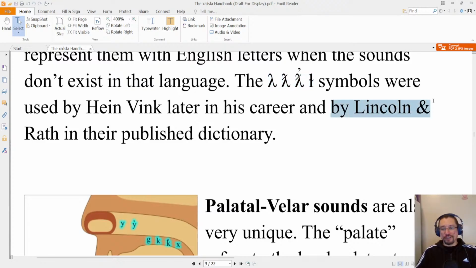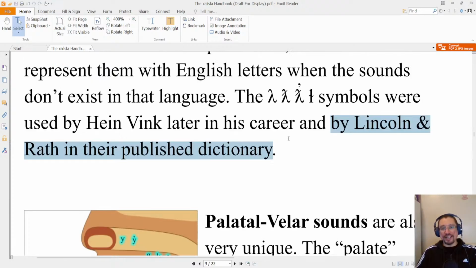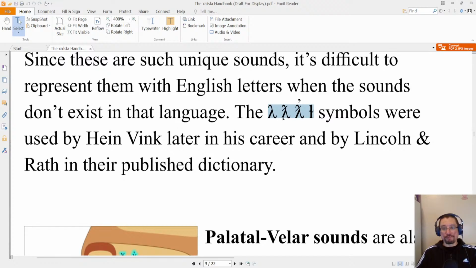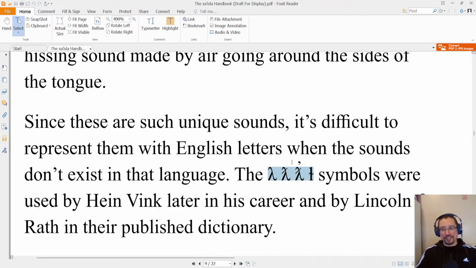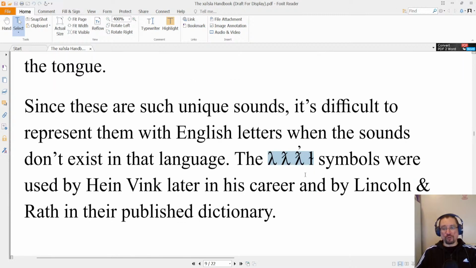But these were officially used by Lincoln and Rath in their published dictionary, which came out in 1986. And that's where these symbols actually come from. When I created the hybrid orthography, it's essentially Emma Bach's second orthography, but I changed these symbols. I switched these and inserted them into Emma Bach's second orthography. So that's some explanation about these lateral sounds and the symbols that represent these sounds, and they were chosen to accurately represent these sounds.